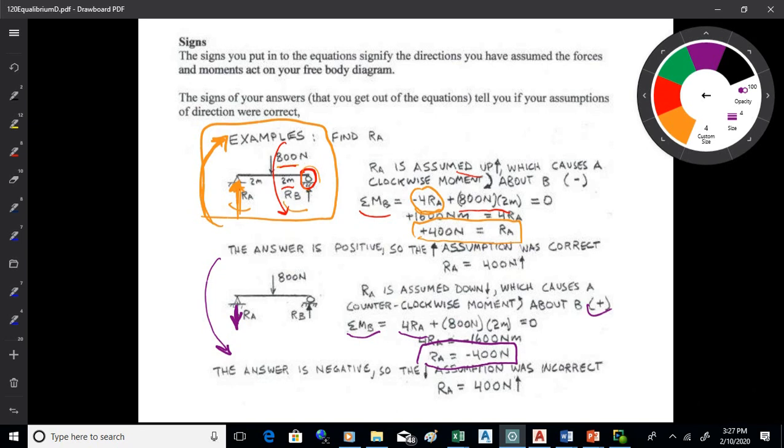You'll notice that regardless of which way I assumed it acted in the free body diagram, I got the same answer. It's 400 newtons up, either way. So just be aware of what these signs mean and how we use them.